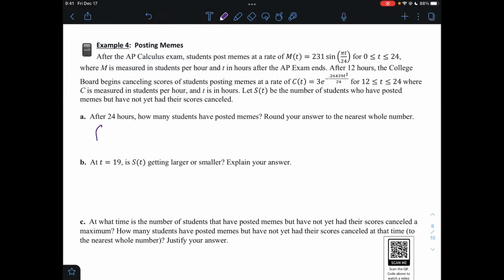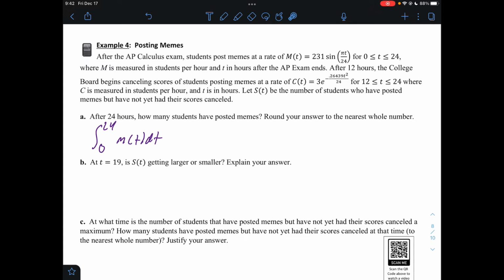So it's going to be the integral from 0 to 24 of M of t dt, because this is the rate that people are posting. If we add up all those rates together, we'll get our total amount. At this point, we have no way to integrate that by hand. We will learn how to do that. But for right now, since this is a calculator problem, we can just do what we did on earlier videos using our calculator. On your home screen, if you remember how to do this, just go to Math and then look at number 9, the FNINT.